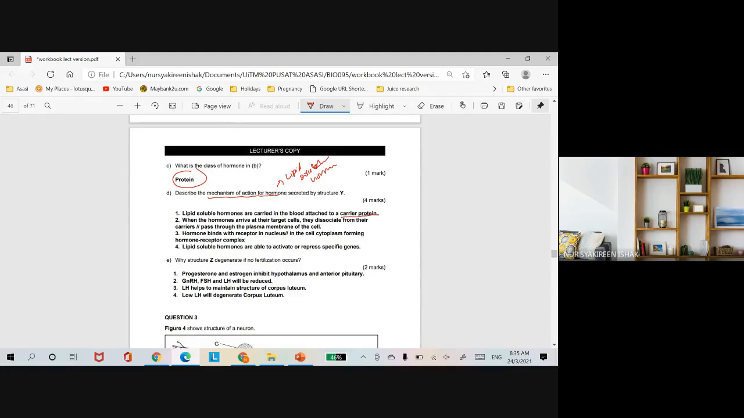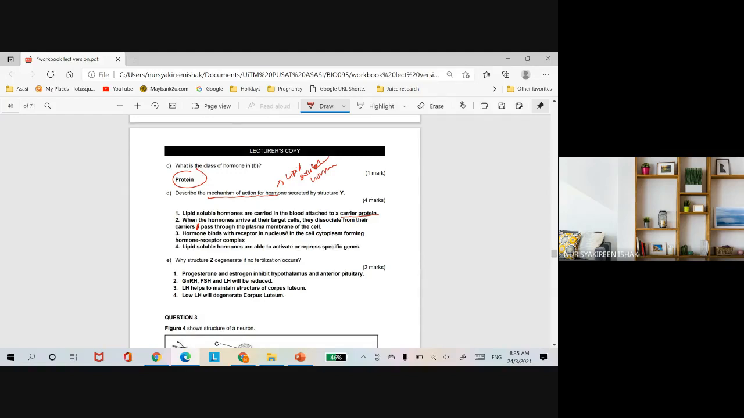So when the hormone arrives at the target cell, in this case, if the hormone is estrogen, the target cell is the cell of the uterus. Then they dissociate from their carrier, or the transport protein, and pass through the plasma membrane of the cell. So this one is considered as one point. When the hormone reaches the target cell, it passes through the plasma membrane of the target cell.